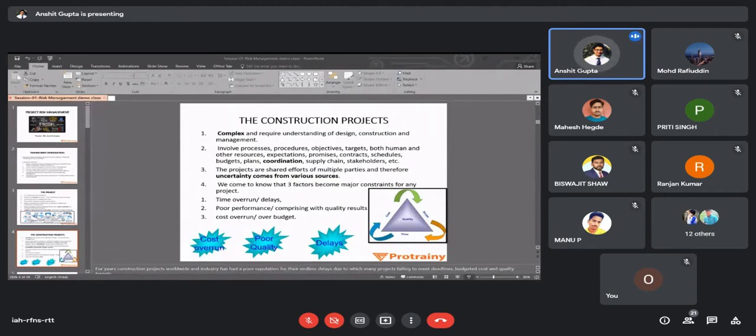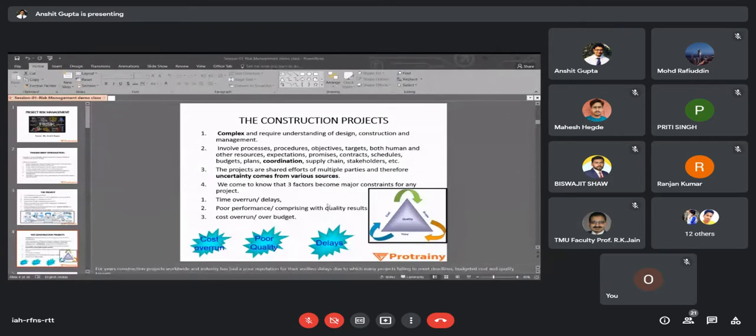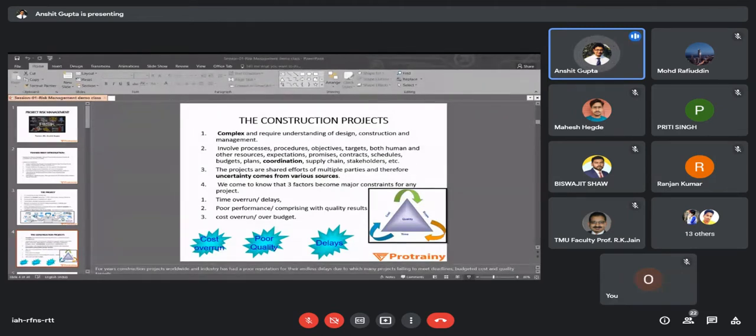Then we come to know that there are three factors that become major constraints for any project. First is time overrun, that is delay. For example, most projects in India that are planned to be completed in 1 year are not even completed in 1 year 2 months or 1 year 3 months. This is known as time overrun or delay. Then poor performance, that is compromising the quality of the project. And third is cost overrun, that is going over budget.